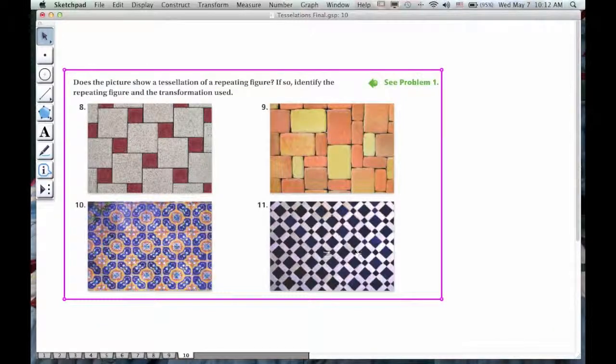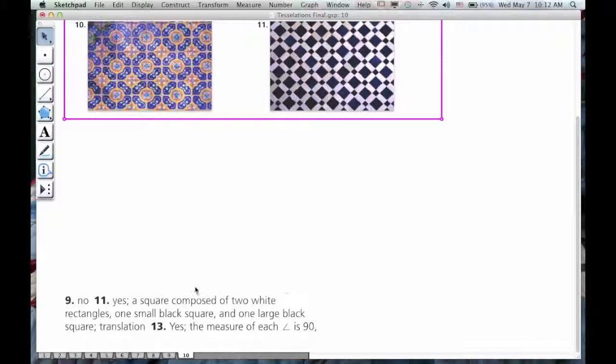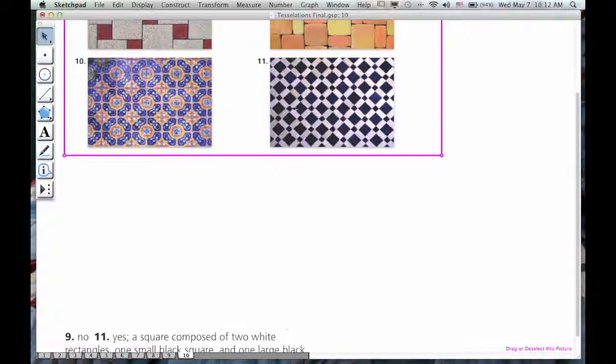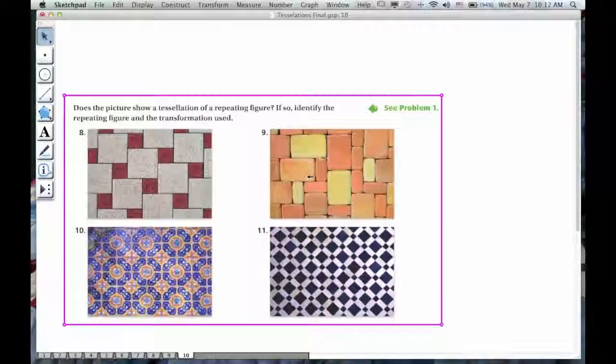For number 11, if you would quickly pause your video and try to work this one out. Okay, the answer for number 11 is yes. The repeating figure is a square composed of 2 white rectangles, 1 small black rectangle, and 1 large black square. What it uses is translation. So we see that here as well.